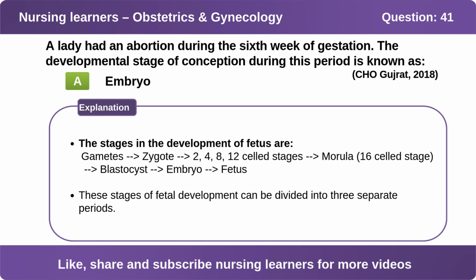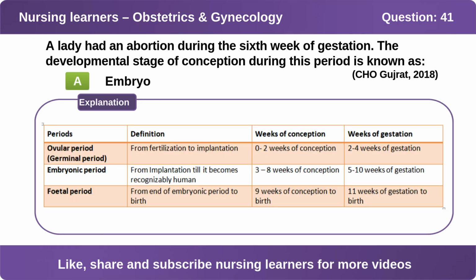These stages of fetal development can be divided into 3 separate periods. Of these 3 periods, the first is the ovular or germinal period, which lasts from fertilization to implantation. Its duration is 0 to 2 weeks of conception or 2 to 4 weeks of gestation.